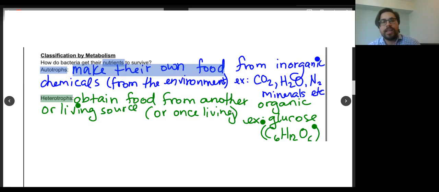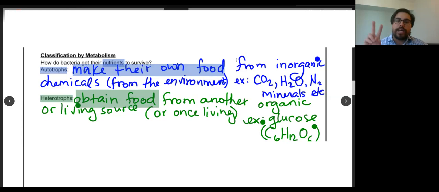Whereas, as you guessed it, heterotrophs need to obtain food. They need to obtain food either from an organic source of matter, living or dead, or once living. And that usually means that they're going to turn that food source into glucose, which they can utilize to make energy.